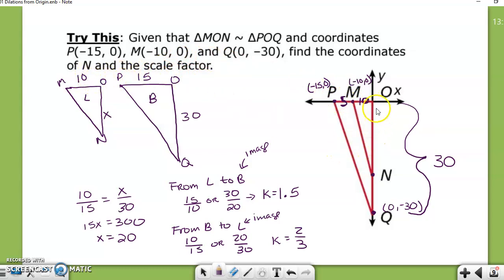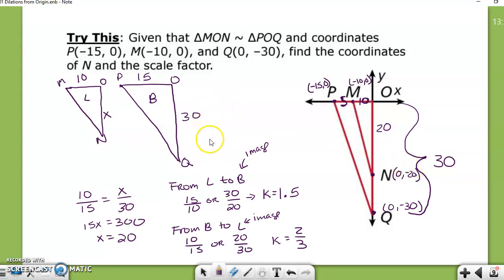I need to know what this length is so that I can get my coordinates of N. So I know that the whole thing here, I drop down to 30. I set up my proportion here. Find out that X equals 20. So I know that this part is 20, making my coordinates of N be 0, -20.